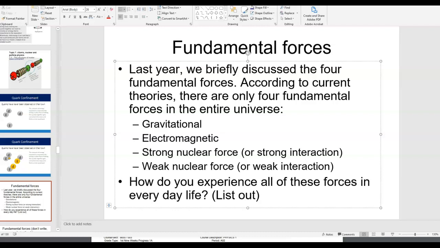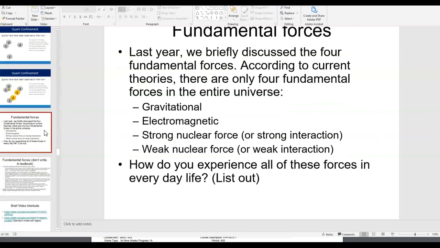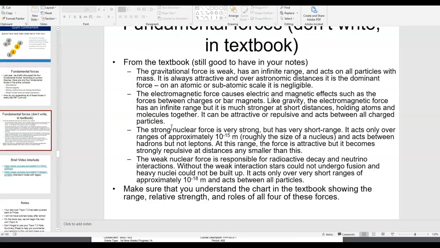Okay, so we've talked about all four of these fundamental forces before, and what we're going to see then is that the last type of elementary particle, the gauge bosons, or what you could also call the exchange particles, are tied to these four fundamental forces. So it's important that you're aware of these forces.